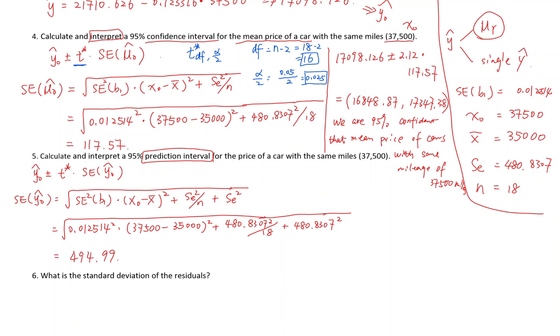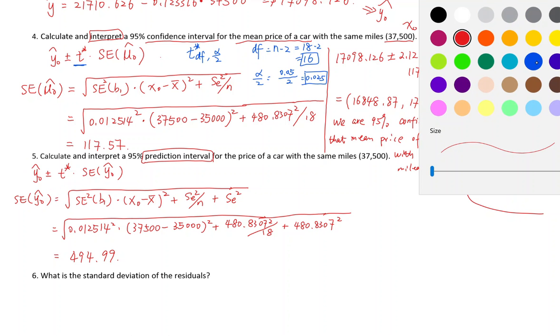Alright, and then what is the confidence interval for the prediction of the single y value? You just plug this into this equation, right? So here I just change to another color so that you don't get confused with each other. Let's say blue.